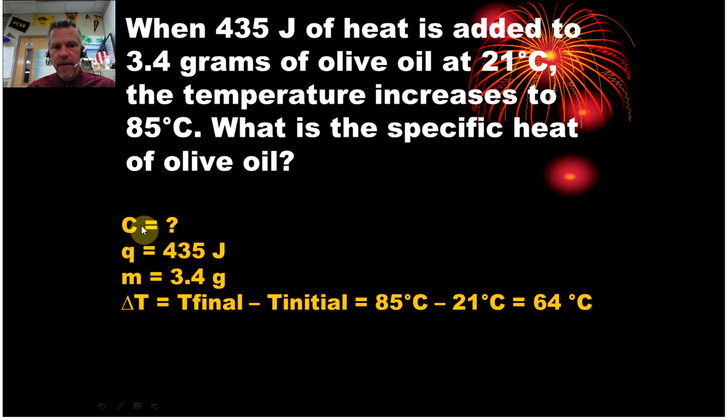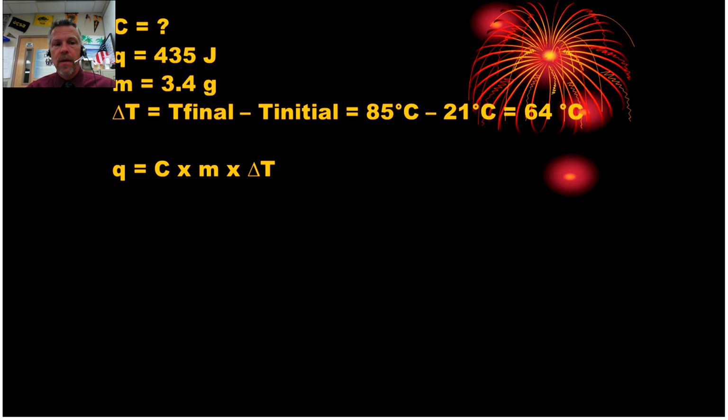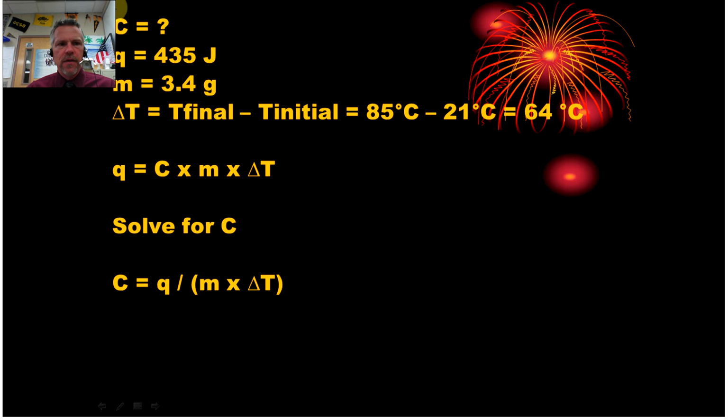So we don't know what that is, but we do know Q, we do know M, and we do know delta T. And that means we can use our equation Q equals C m delta T. I just had to repeat that information so that we could fit it onto the slide. Let's rearrange that equation to solve for C. You get C equals Q over M delta T. So C equals Q over M times delta T.